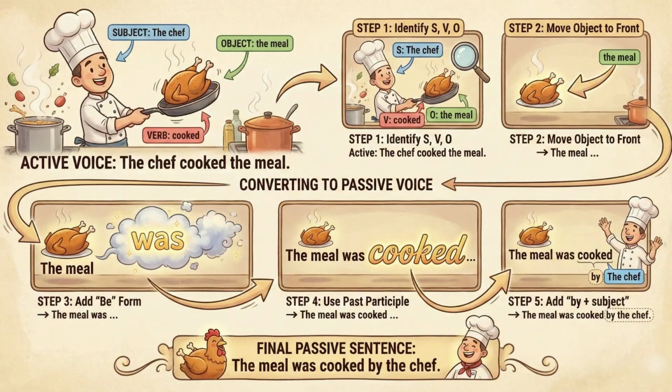The meal. Step 3. Add the correct form of be. The meal was. Step 4. Use the past participle. The meal was cooked. Step 5. Add, by plus subject, optional. The meal was cooked by the chef. That's it. Every conversion follows this pattern.